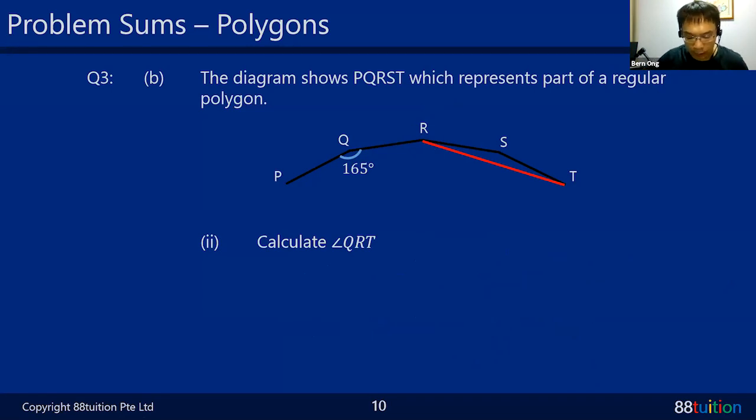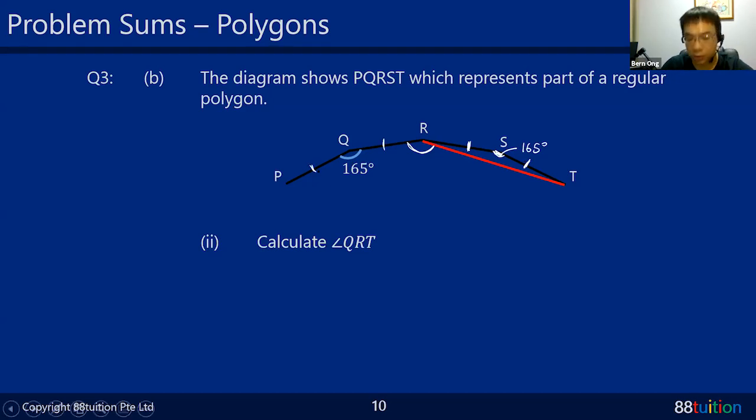Okay, calculate QRT. Where's QRT? Mark the angle. This is called QRT. Remember just now, inside here is the interior angle, so we calculated it. It's 165. And remember the word regular? Regular means down here is the same, which makes this an isosceles triangle.